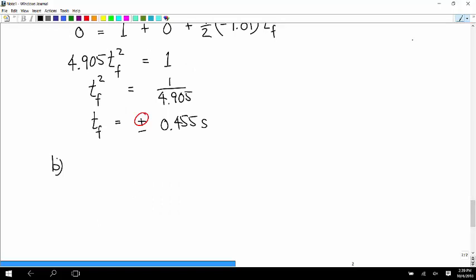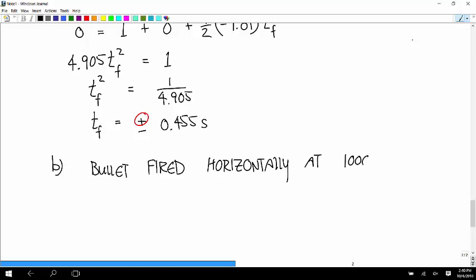So for B, this is a bullet fired horizontally at 1,000 meters per second. I don't know, that's somewhere in the right ballpark. It's a nice round number. Again, this is going to be from a height of 1 meter.